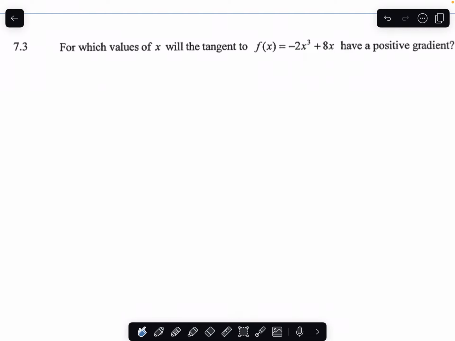We are looking at the department's paper 1 from November 2023, question 7.3. For which values of x will the tangent to f of x equal to negative 2x cubed plus 8x have a positive gradient?